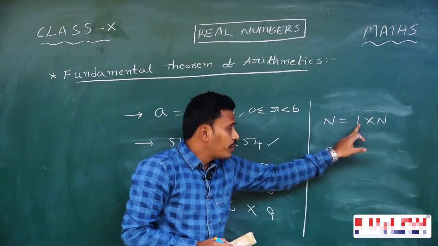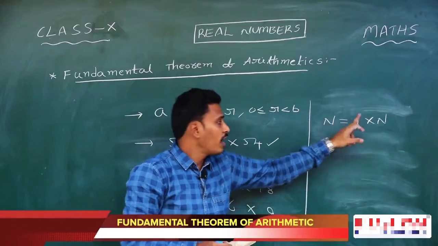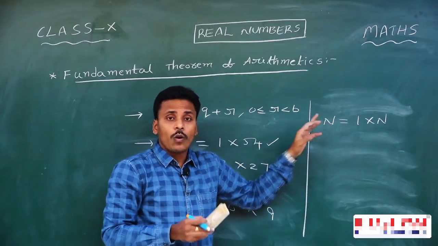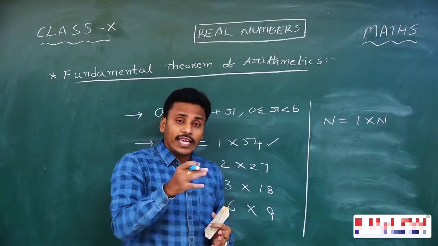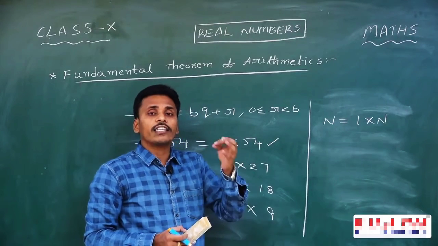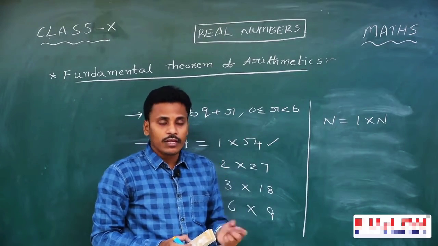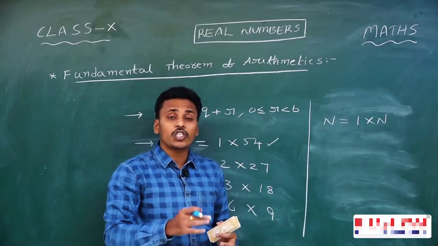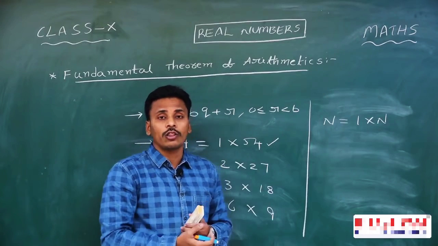So, from this statement, I can conclude that 1 is a factor of that number, and n is also a factor of that number. That means 1 is a factor for all numbers. Similarly, n is also a factor for itself. So, every number is a factor of itself and 1 is a factor for every number. We learnt all these things in our previous classes. Just to establish the fundamental theorem of arithmetic, I am recalling all those definitions.